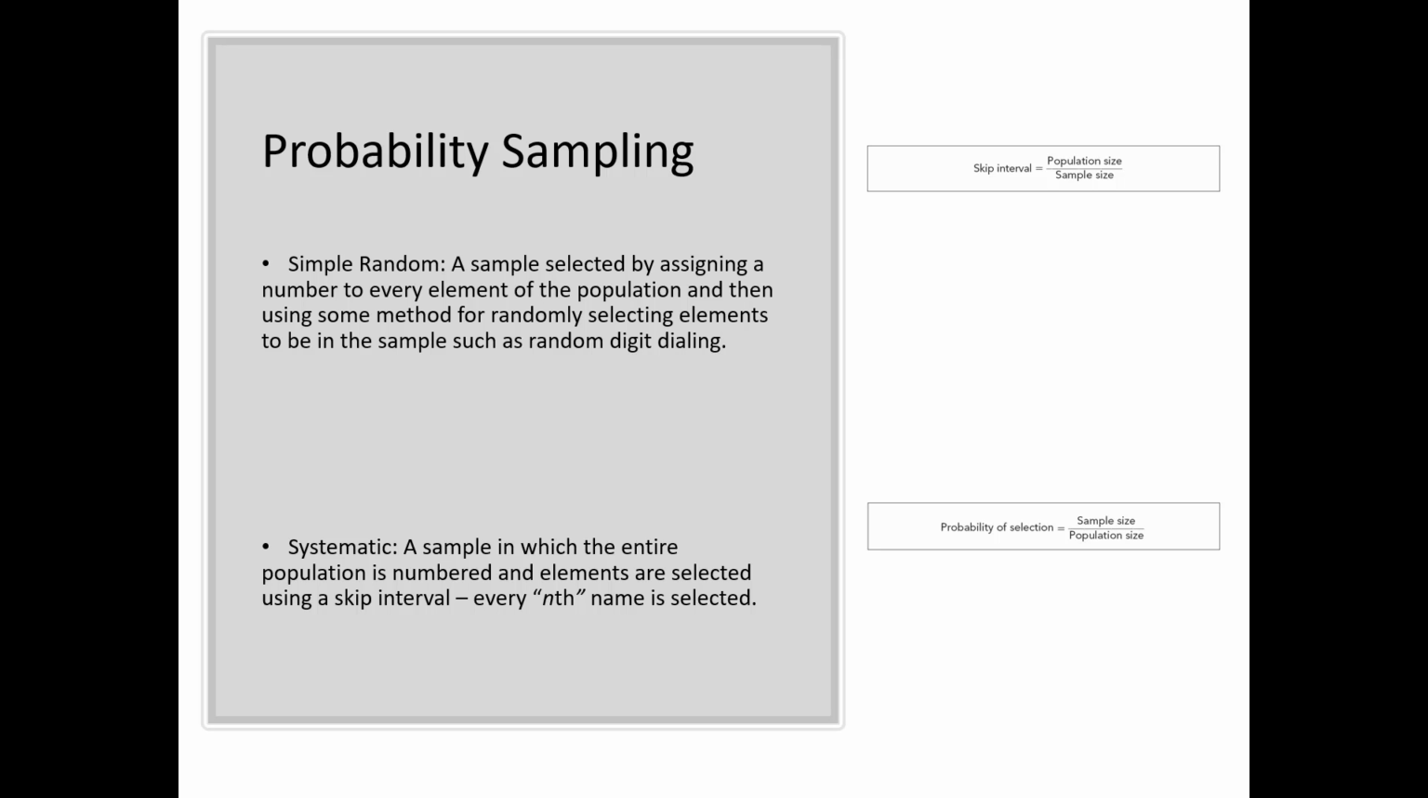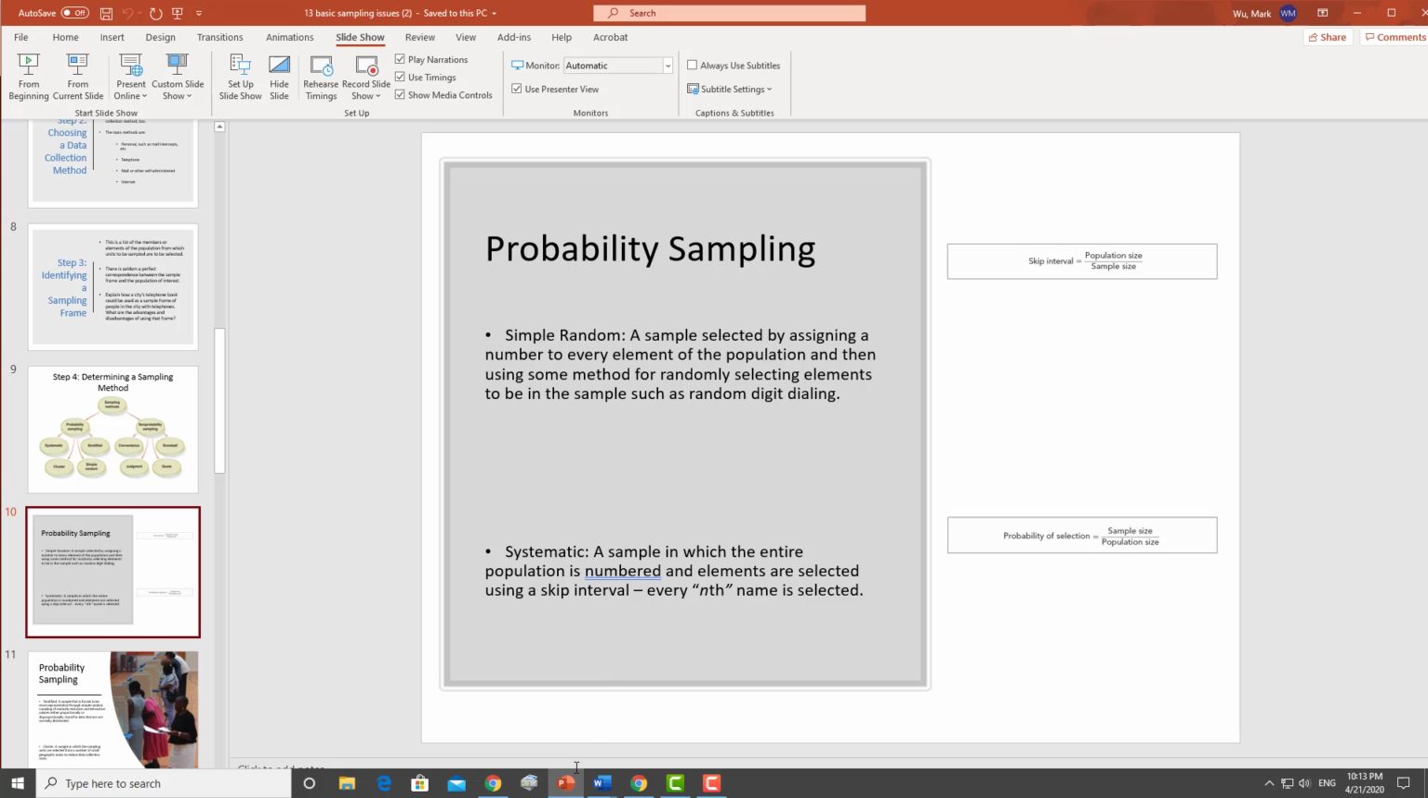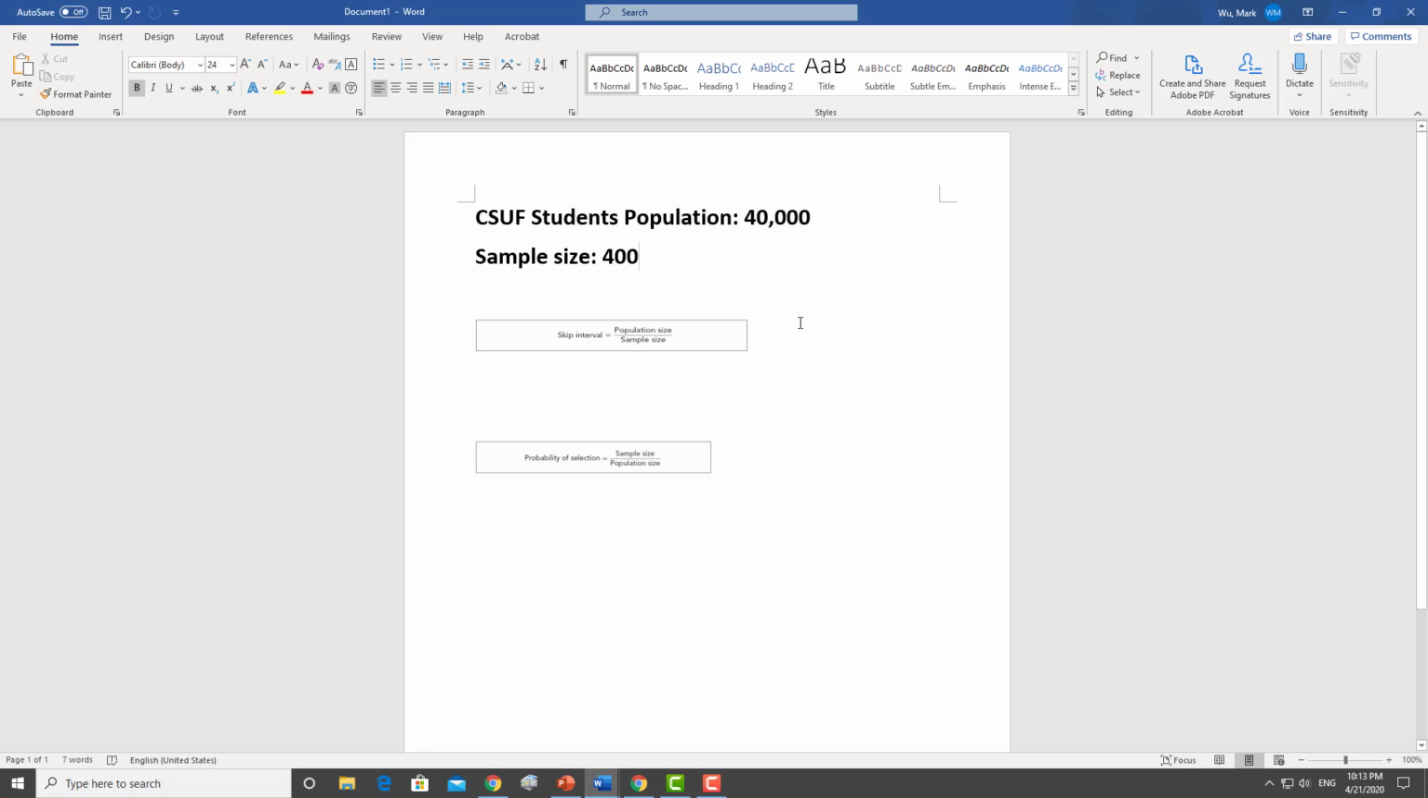Now let's talk about simple random probability sampling. Simple random is basically a sample selected by assigning a number to every element of the population and then using some method for randomly selecting elements to be included in the sample, such as a random digit dial. If you look at the right-hand side, we have a skip interval equal to population size divided by sample size. Let me use another document. Okay, let's use a concrete example to illustrate this process of simple random sampling.